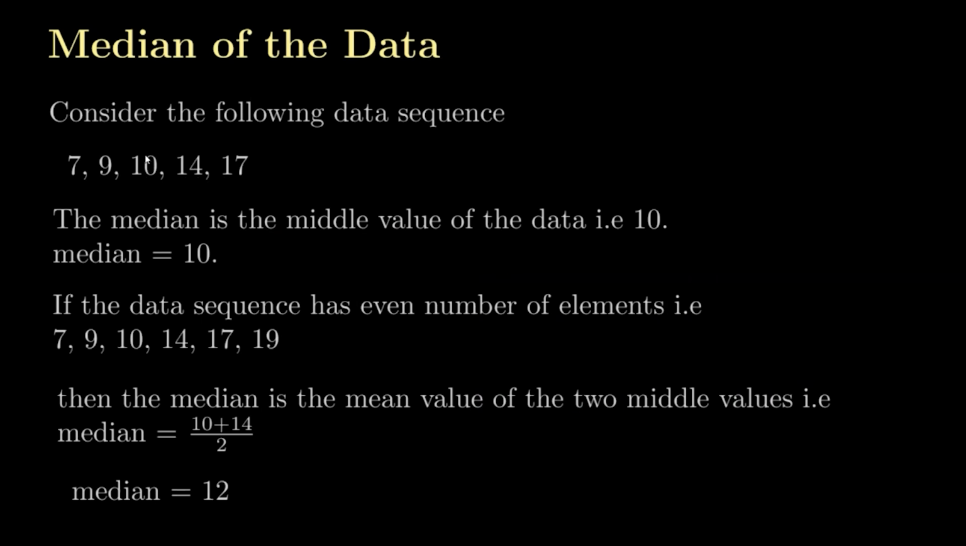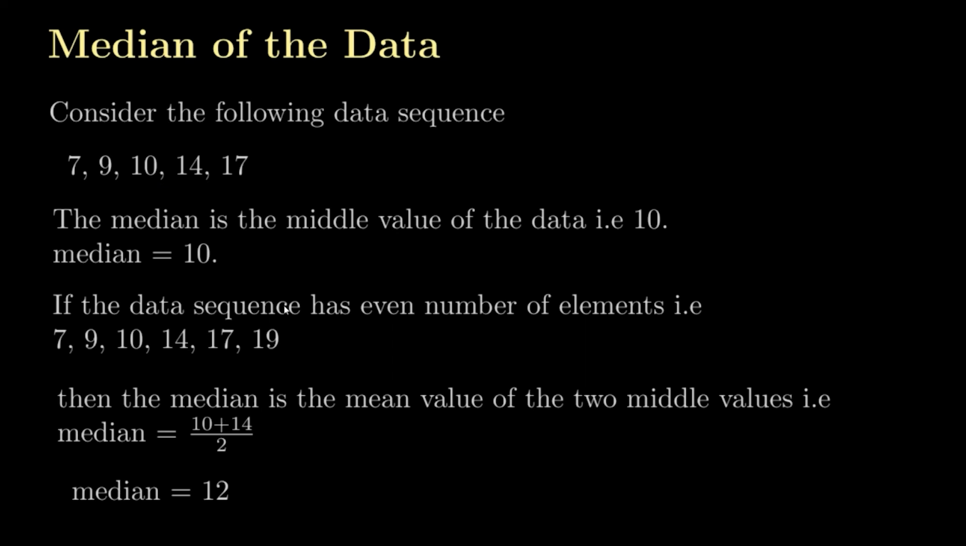Suppose we have the following data sequence. This data sequence has 5 sample points, and 10 is the middle value of the data sequence. In this case, 10 is the median of the data sequence, so the median is the middle value of any data sequence. In the same way, if we have a data sequence with an even number of elements, such as 6 elements, there is no single middle value. In this case, we take the mean of the 2 middle values. For example, if the middle values are 10 and 14, we add them together and divide by 2. The resulting value, 12, will be the median of this data sequence.